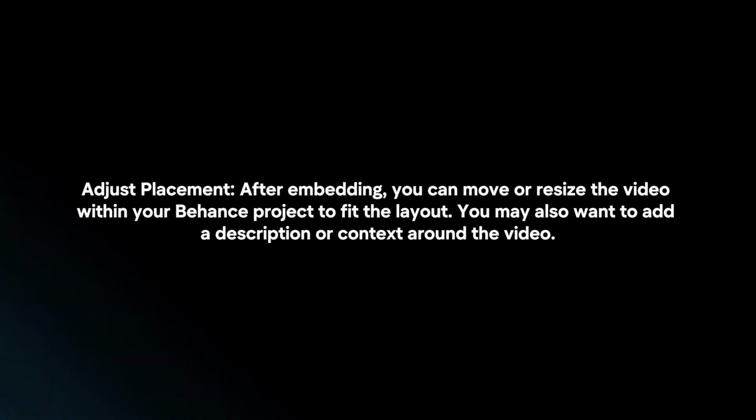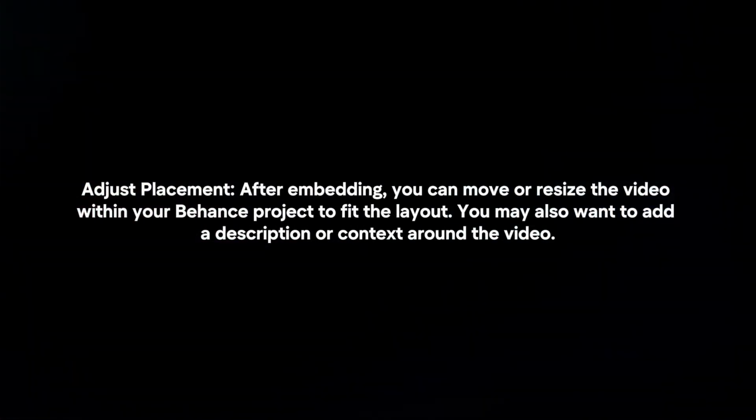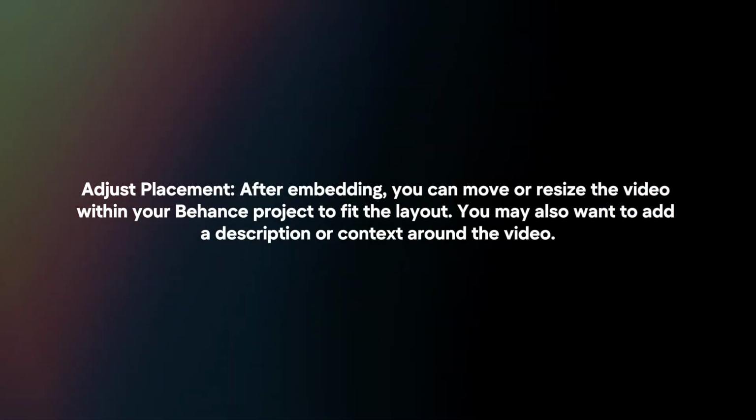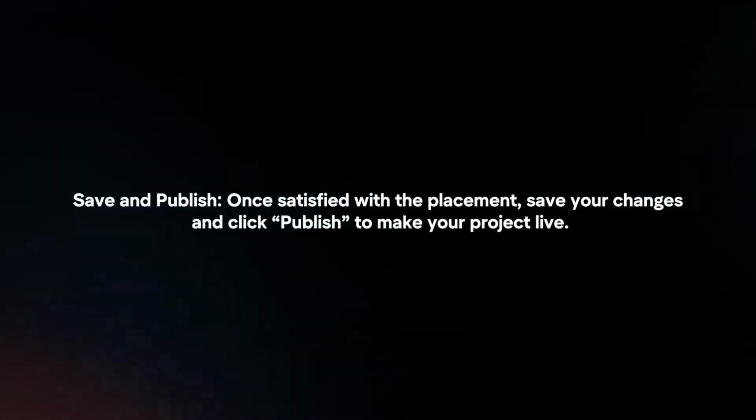Adjust placement. After embedding, you can move or resize the video within your Behance project to fit the layout. You may also want to add the description or context around the video. Save and publish. Once satisfied with the placement, save your changes and click publish to make your project live.